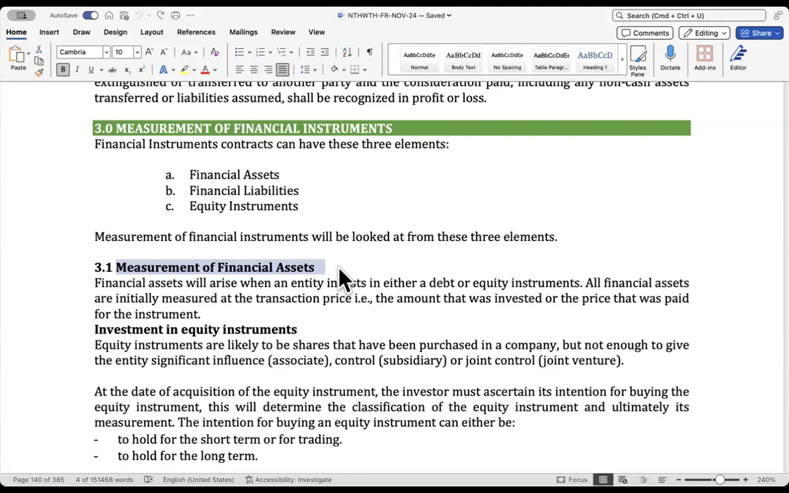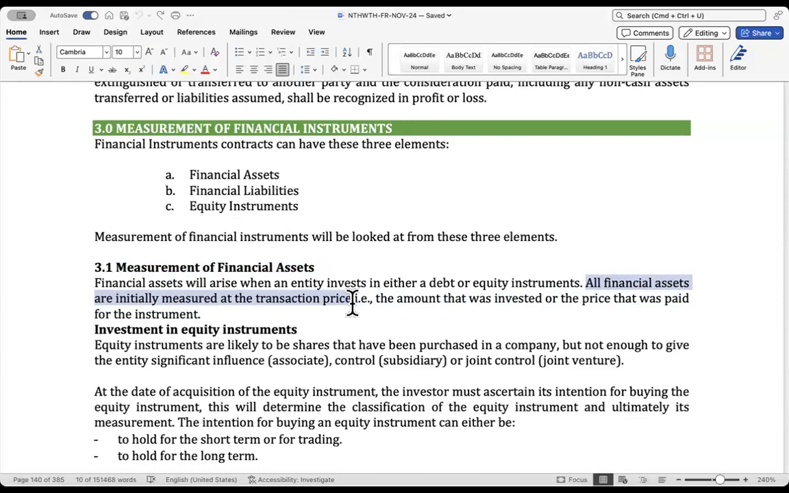So the other two is what we will look at, which is when you buy shares in another company, an equity instrument of another company, or when you have a right to receive cash. How do you measure those ones? That will be our focus for tonight. So now, the first thing is this. You see, all financial assets, whether debts or equity, are initially measured at the transaction price.